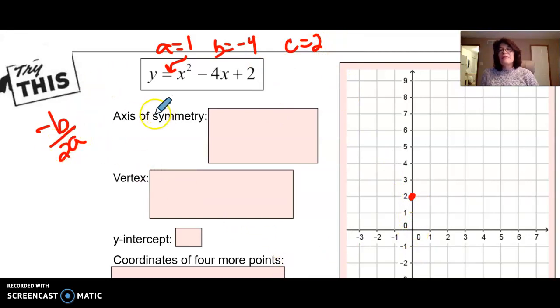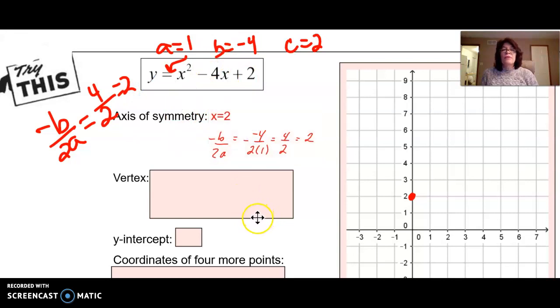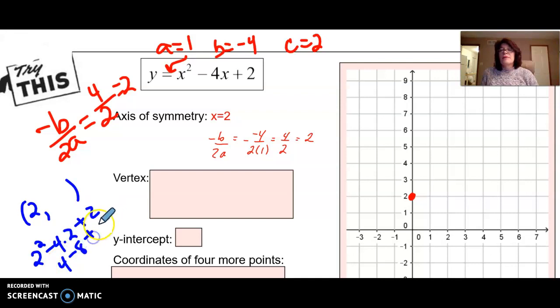The axis of symmetry, I'm going to take the opposite of B. What was B? -4. So the opposite of that's +4. 2 times 1 is 2. Oh gosh, I have 2 again. Oh well. Axis of symmetry is x equals 2. The vertex is 2, comma, something. I have to put 2 in for x. 2 squared minus 4 times 2 plus 2. 4 minus 8 plus 2.